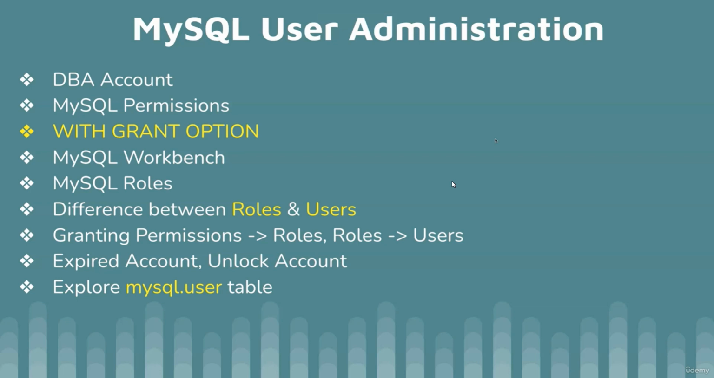We will create our first DB account for Bob so he can log in remotely, either from a regular MySQL client or a newer MySQL shell or through a graphical client called MySQL Workbench. We will then talk about what the with grant option is, and why a DBA should have this with grant option. We will talk about roles, and what the difference is between roles and users.